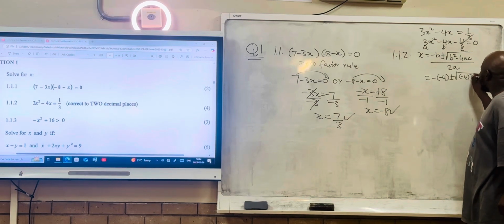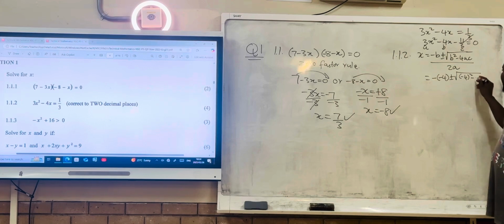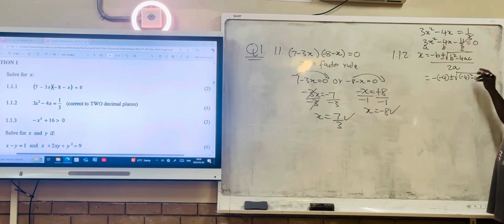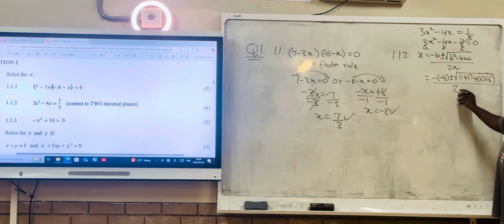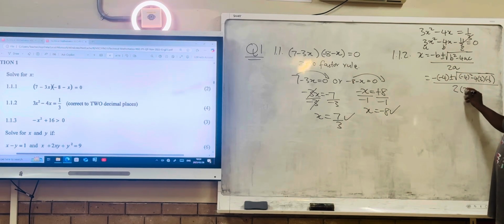negative 4 all squared, minus 4 into the value of a, which is 3, multiplied by negative 1 divided by 3, divided by 2 into 3.